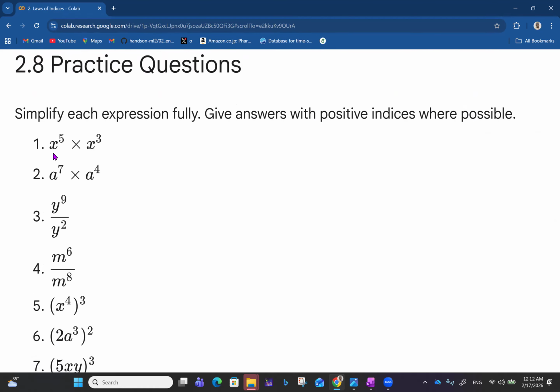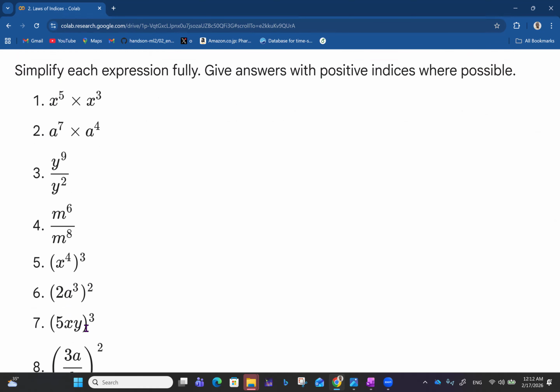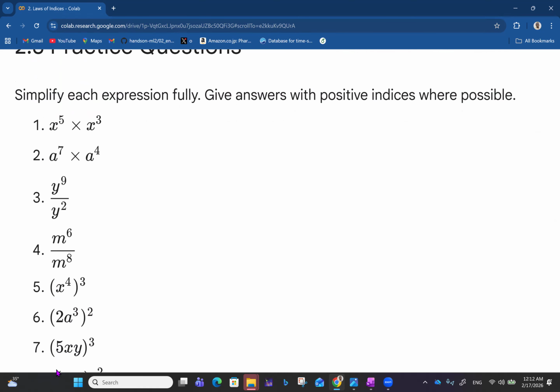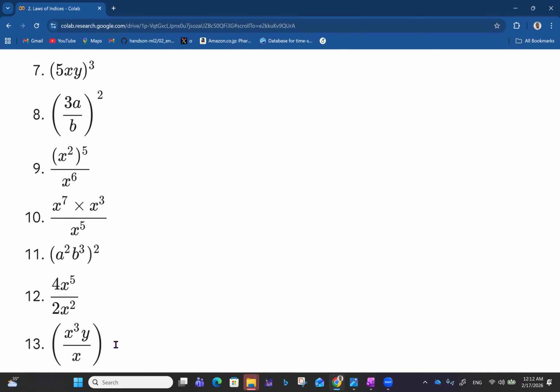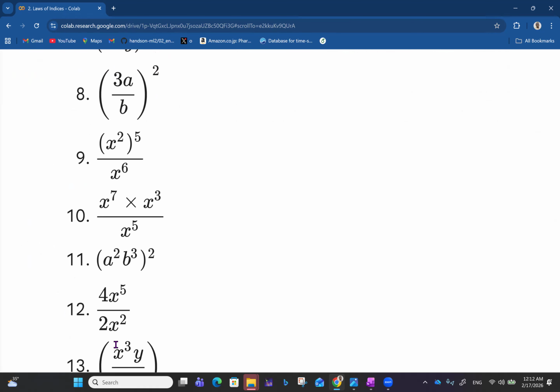So for this ones, of course, this is just x raised to power 8, this is a raised to power 11, this is y raised to power 7, this is m raised to power minus 2, because we have 6 minus 8. This is x raised to power 12, this is 4a raised to power 6. This is one, this is 125 x cube y cube, of course.